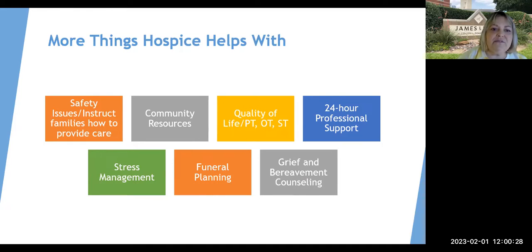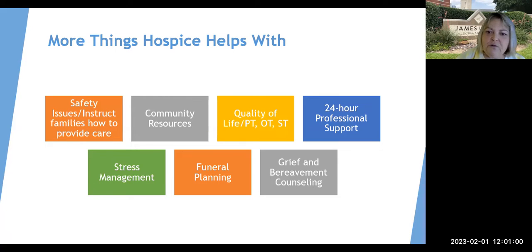They will help with safety issues and instruct families on how to provide care, especially if somebody is going to be at home. That social worker, the chaplain, nurses, they may go in the home and do a sweep of the home and help with some safety issues. Hook families up with community resources. Quality of life by providing physical therapy, occupational therapy, or speech therapy, not as curative, but as a comfort measure. It can still take place.